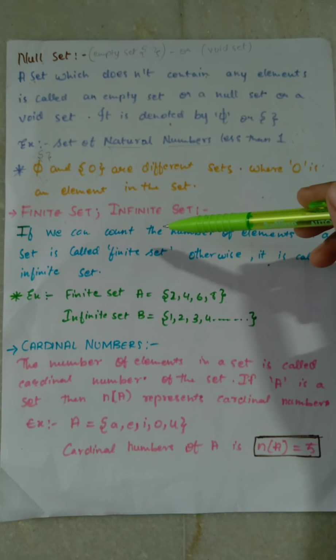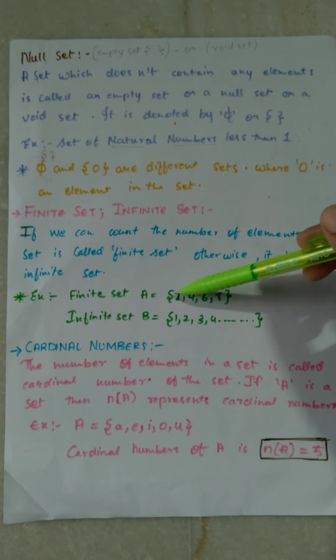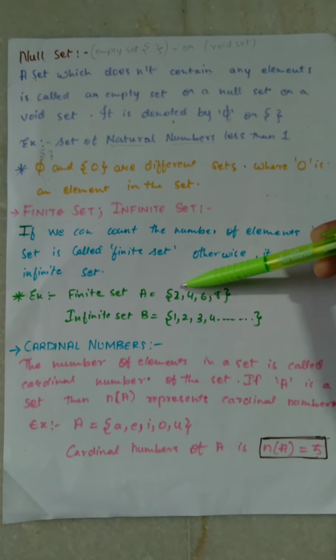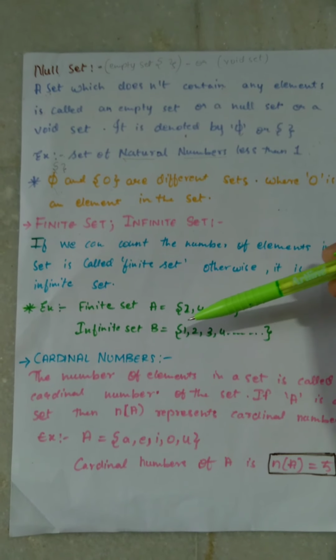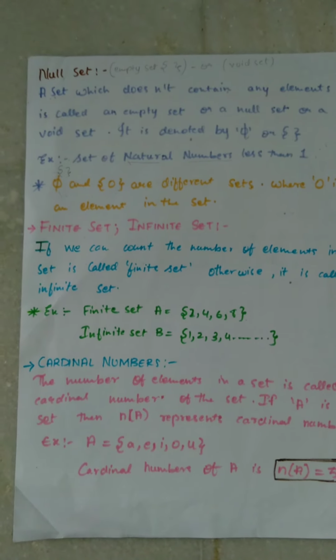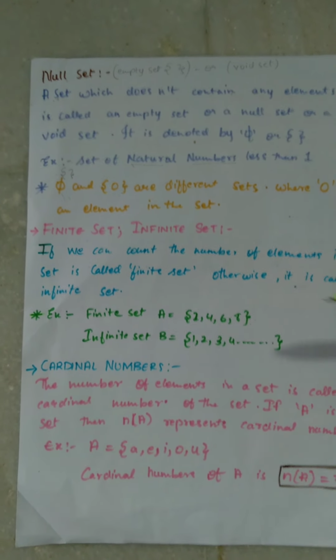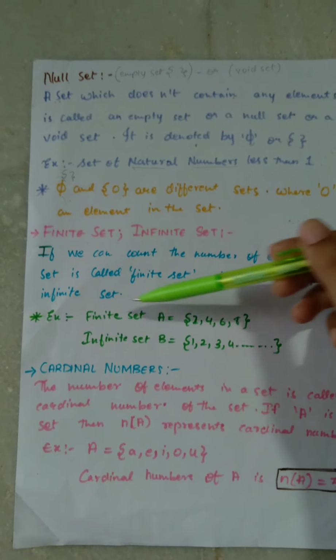Next, the finite set example is here. In a finite set, we can count the elements. How many elements are there? 1, 2, 3, 4 elements. In an infinite set, we cannot count the elements. 1, 2, 3, 4, and so on to infinity. We can't count how many elements are present in that set. So, infinite set and finite set.